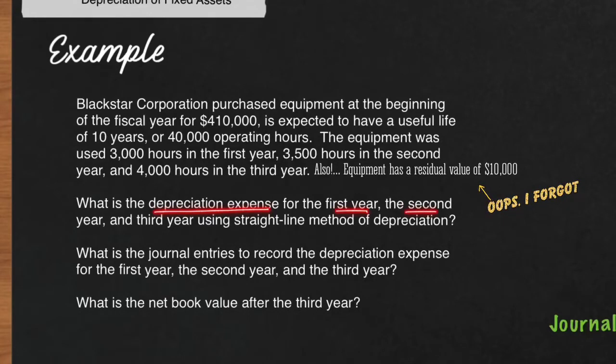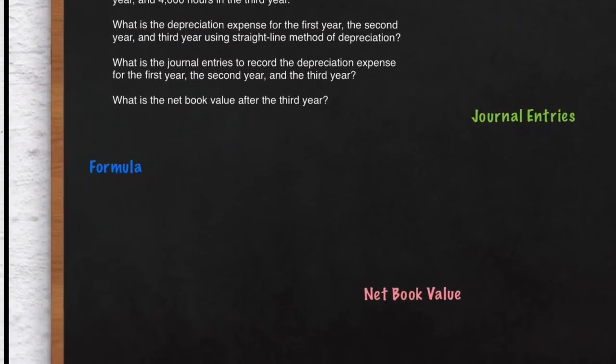this example. We're going to calculate the depreciation expense for the first, second, and third year. We're also going to go into the journal entries, and then finally calculate the net book value on the balance sheet after the third year for the equipment.